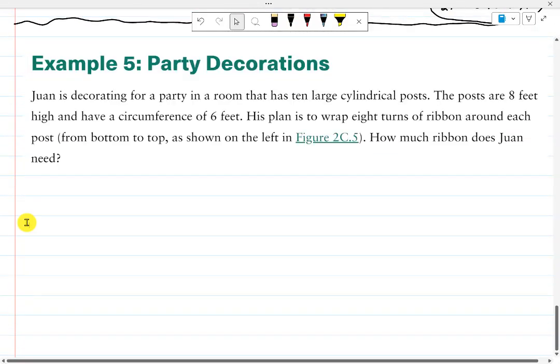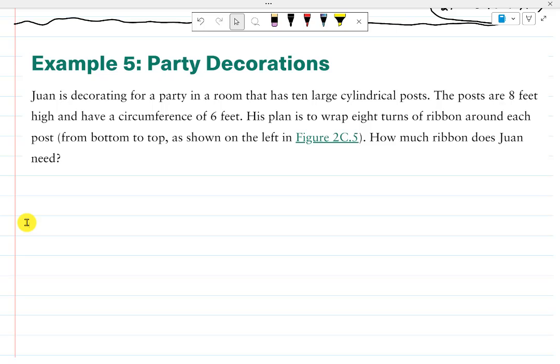In this problem, we have Juan is decorating for a party in a room that has 10 large cylindrical posts. The posts are 8 feet high and have a circumference of 6 feet. His plan is to wrap 8 turns of ribbons around each post, from bottom to top as shown on the left in figure 2.2c.5. How much ribbon does Juan need?